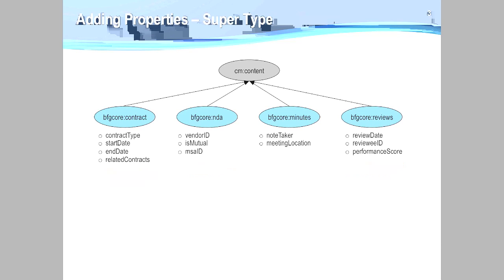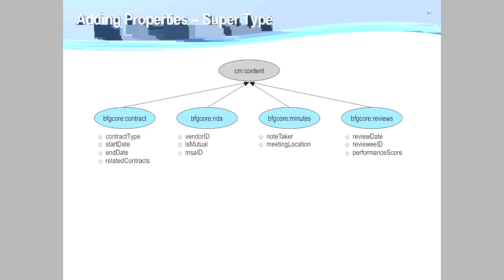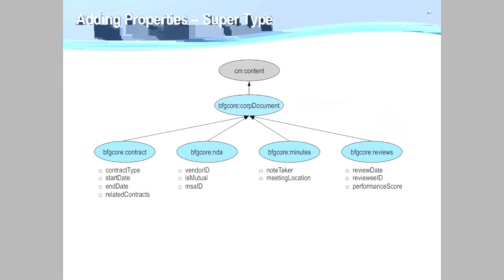Another option to add properties is to introduce the concept of a supertype. If you're familiar with customizing Alfresco types and creating your own custom content types, then you're already familiar with the concept of a supertype. Most likely your types extend from the out-of-the-box type called cm:content. A supertype in this case would allow us to create sort of a corporate document type that we would then extend from all the individual types that we have, contracts, NDAs, and so forth.